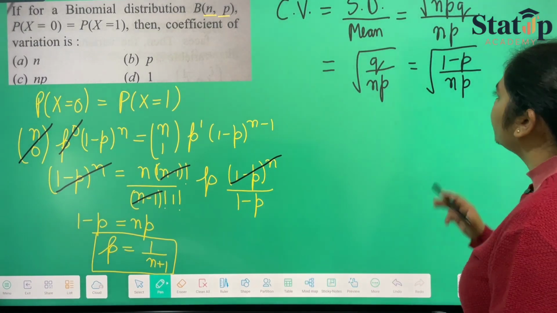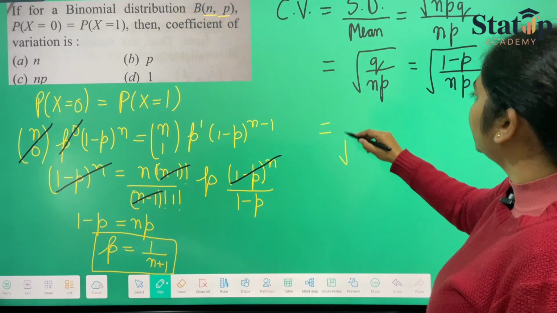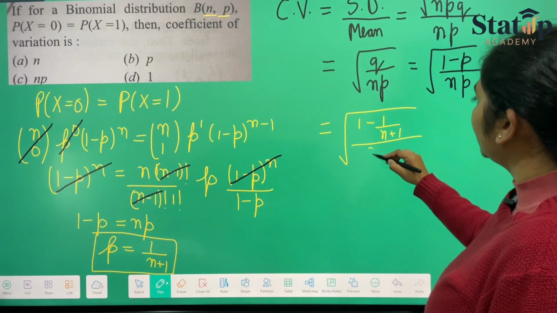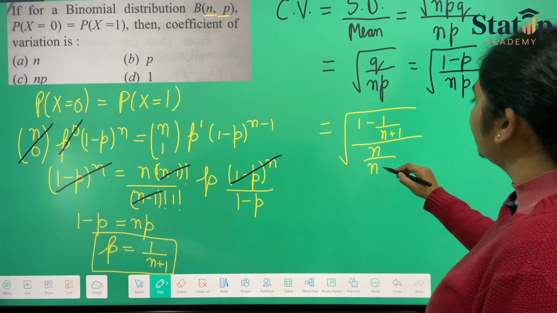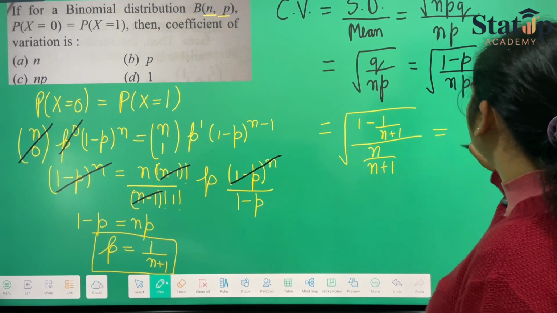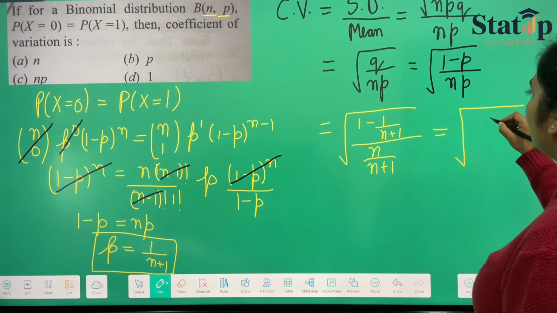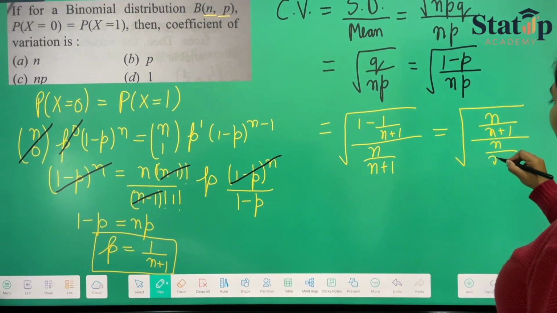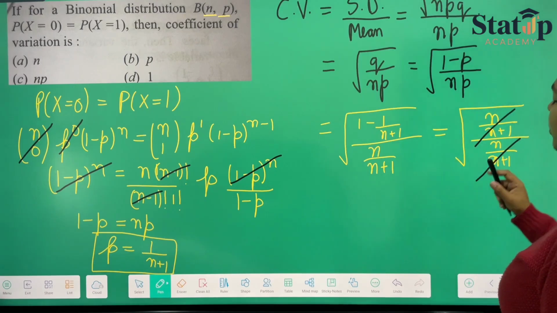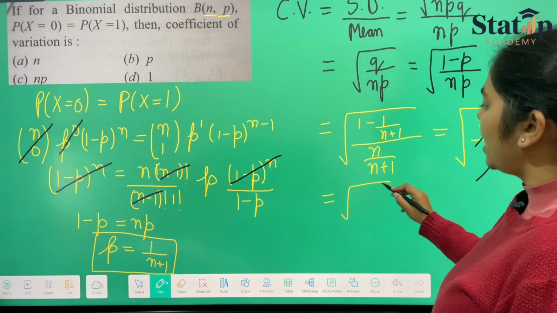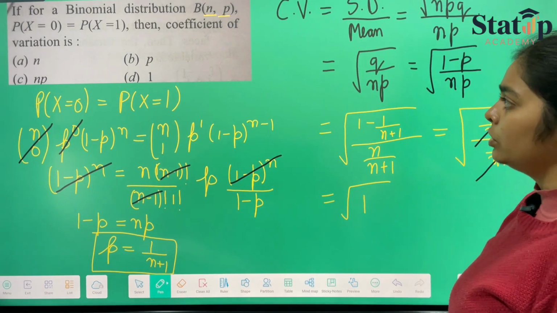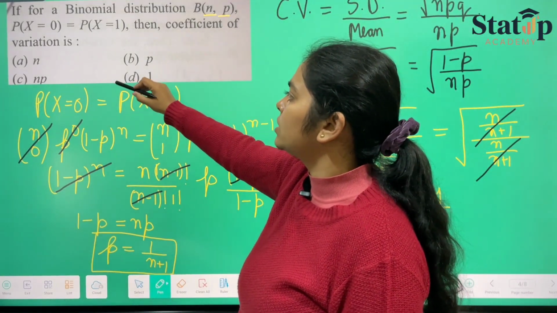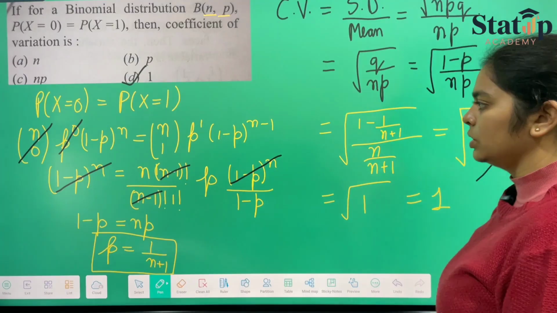Now putting the value of p here, we will be getting under root of 1 minus 1 upon n plus 1, upon n into 1 upon n plus 1. So here it will be under root of n upon n plus 1, upon n upon n plus 1. The whole numerator and denominator will get cancelled, and under root 1 will give us the value of 1. So the coefficient of variation in this case will be option number D, which is 1.